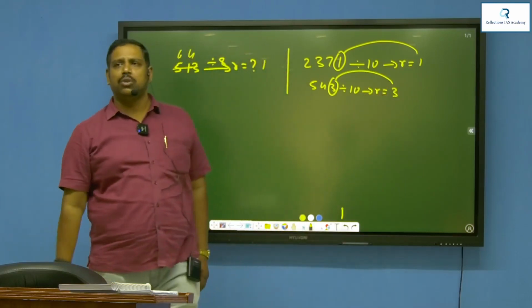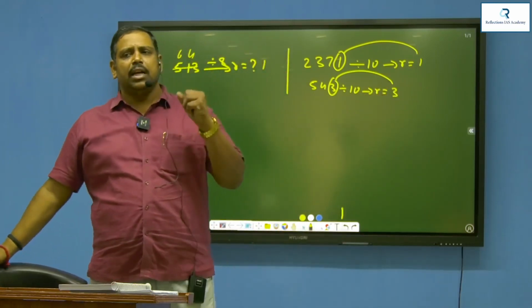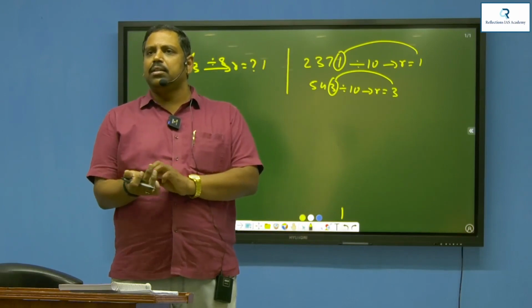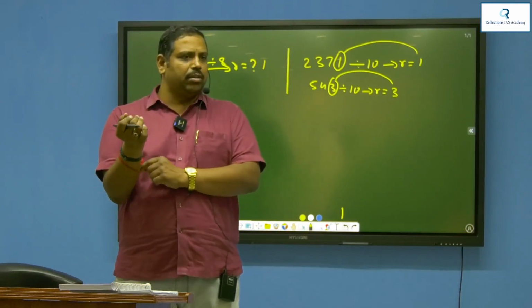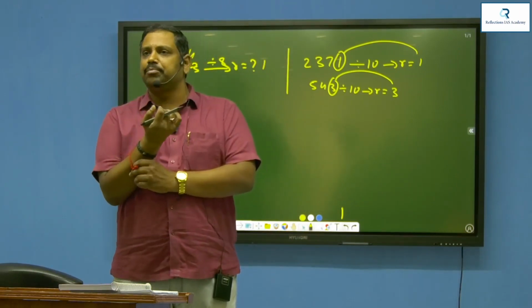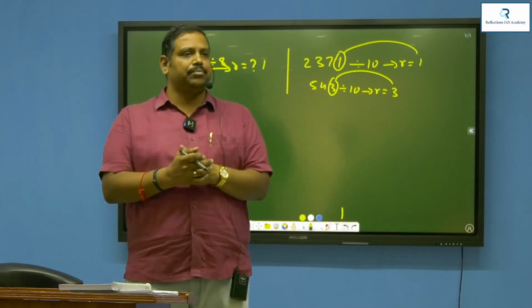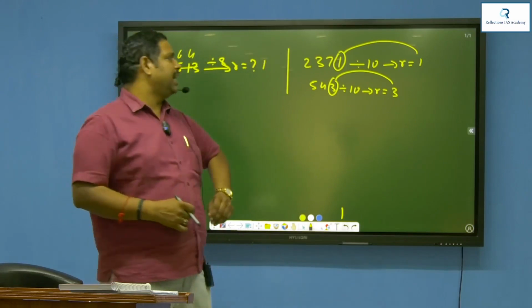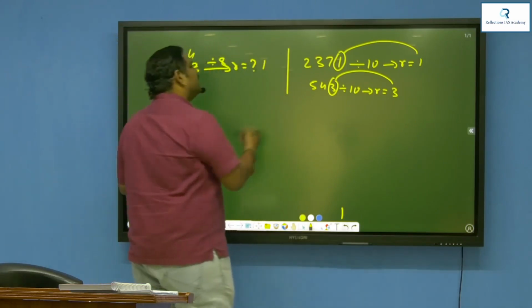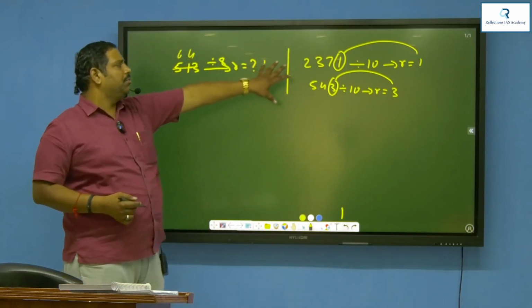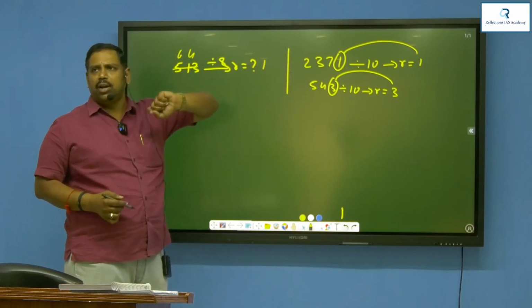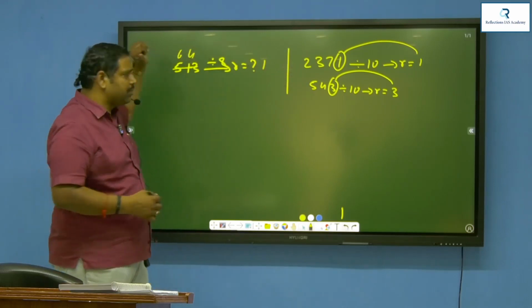Now you have to understand one concept: the units place is nothing but the remainder when you divide with 10. What is the units place? The remainder when you divide with 10. Is it clear? Good. Keep it aside. We will discuss one more point from this after some time, but let's go to the next one.